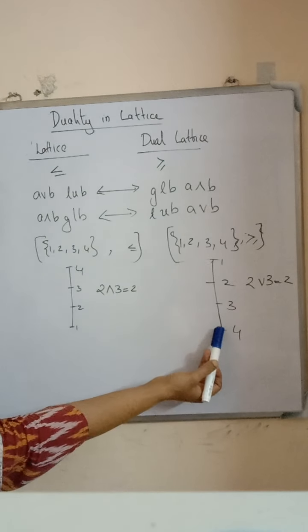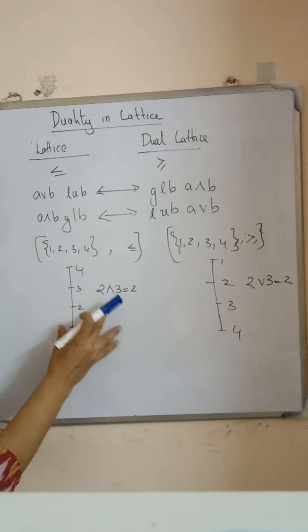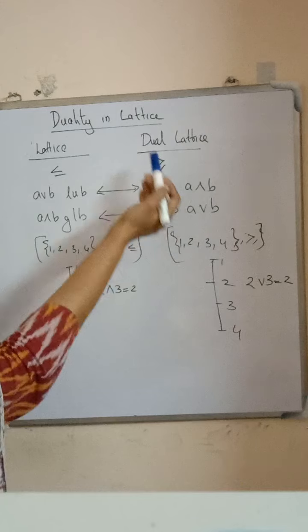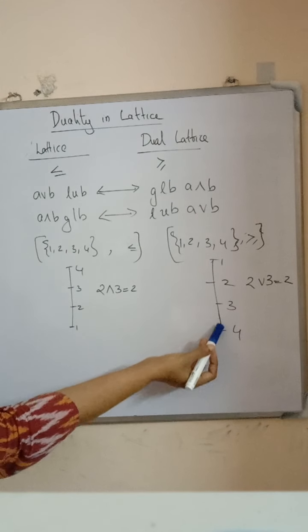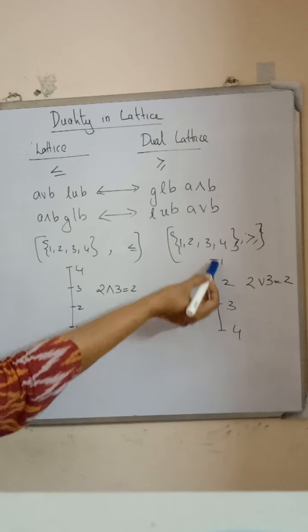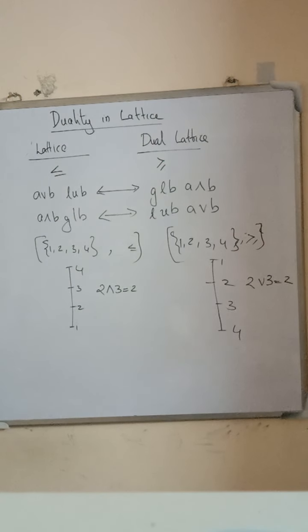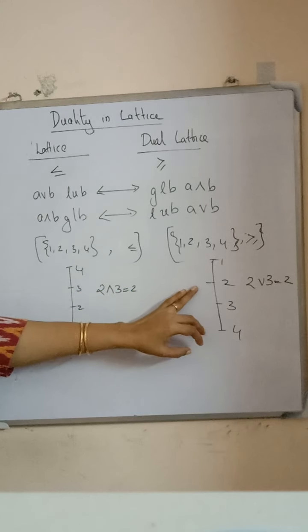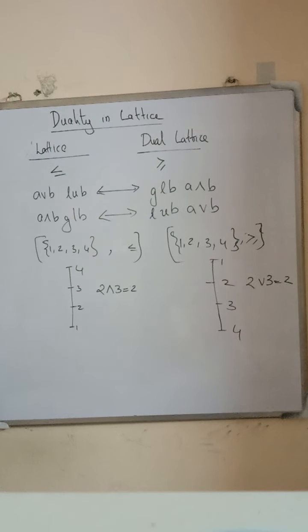So, here in the Hasse diagram only upward relations exist for 4 greater than or equal to 3, 3 greater than or equal to 2 and 2 greater than or equal to 1. That is the Hasse diagram of the lattice turned upside down. We get the Hasse diagram of the dual lattice.